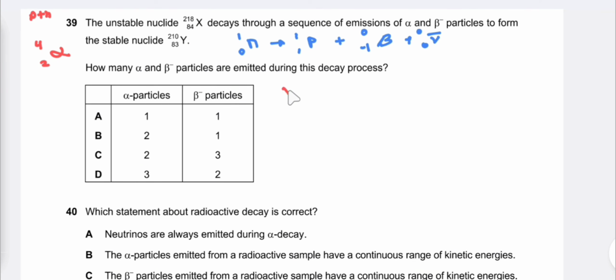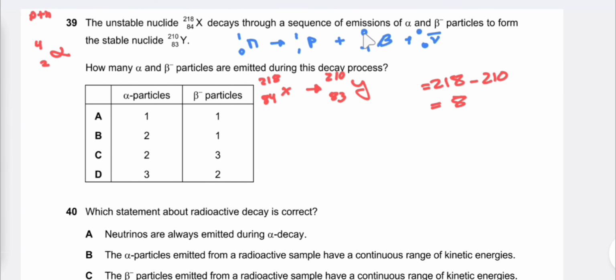So X, that is 218 and 84, decays to form Y, 210 and 83. Here we can see that the nucleon number decreased from 218 to 210. So the nucleon number is decreased by 8.